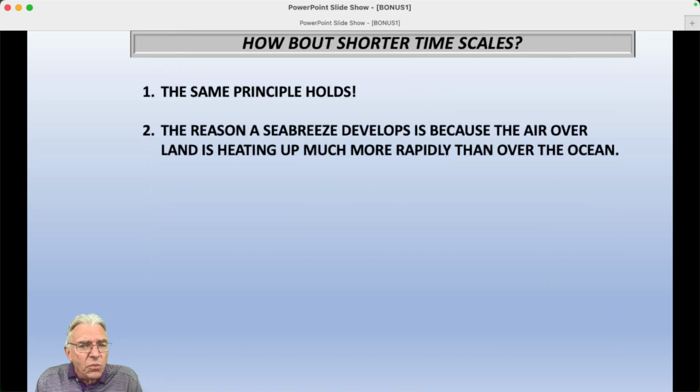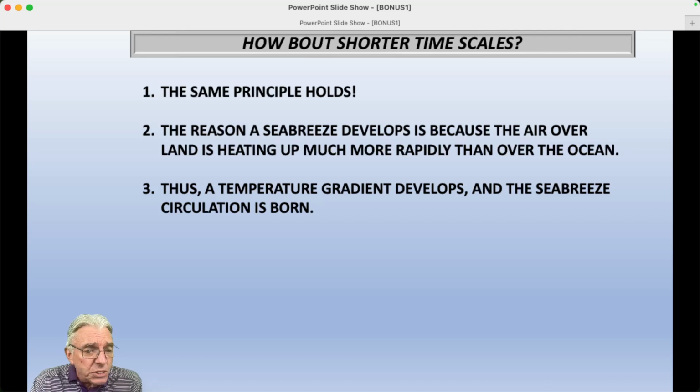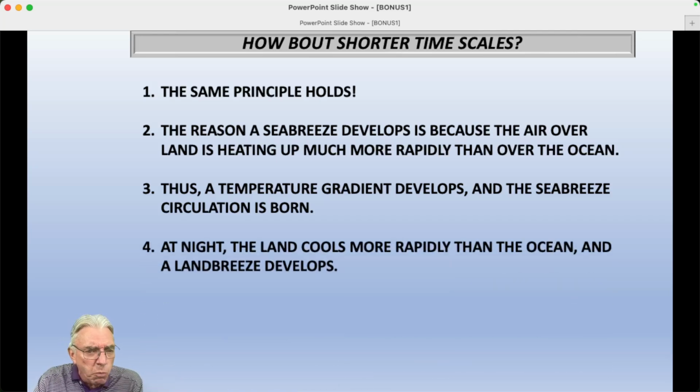Okay. The reason a sea breeze develops is because the air over the land, once the sun comes up, heats up much more rapidly than over the ocean. And that's because the ocean has a higher heat capacity, so it requires more heat to raise the temperature of the ocean by the same number of degrees. And so a temperature gradient starts to develop between the land and the water, and once that gradient gets to about maybe 10 degrees Fahrenheit, then a sea breeze circulation is born.